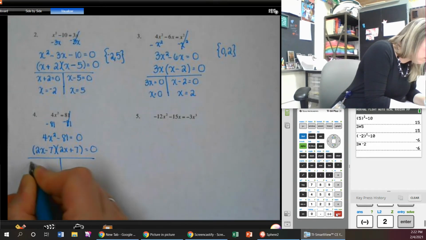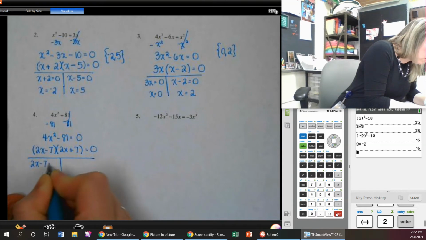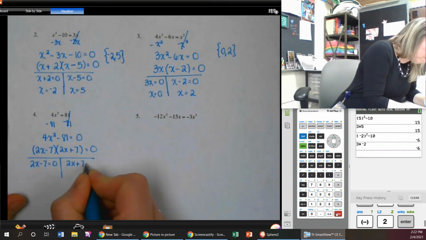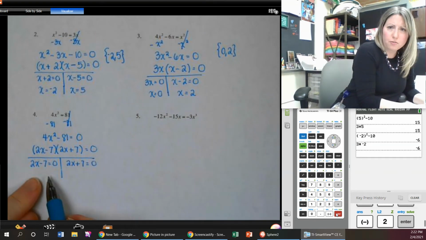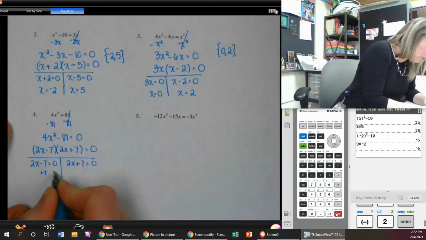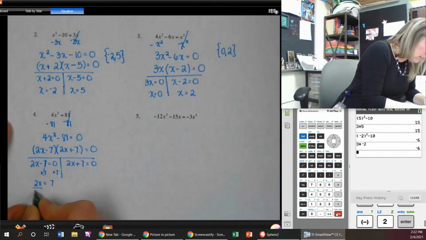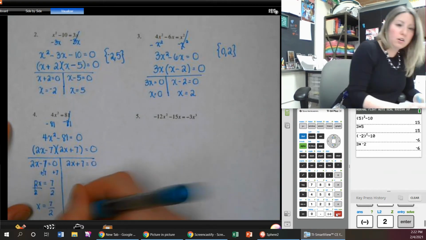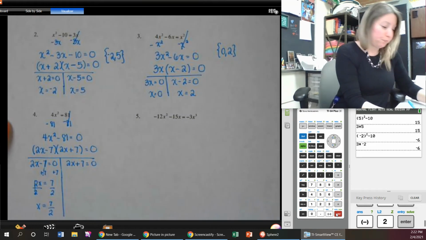Then t-chart, 2x minus 7 equals 0, and 2x plus 7 equals 0. Okay, well, there's lots of stuff going on, so I'm going to show you my work this time. Plus 7 on both sides. So I get 2x equals 7. And then to get x alone, I divide by 2. So I got a fraction, and that's okay. Fractions are rational numbers. X equals 7 over 2.